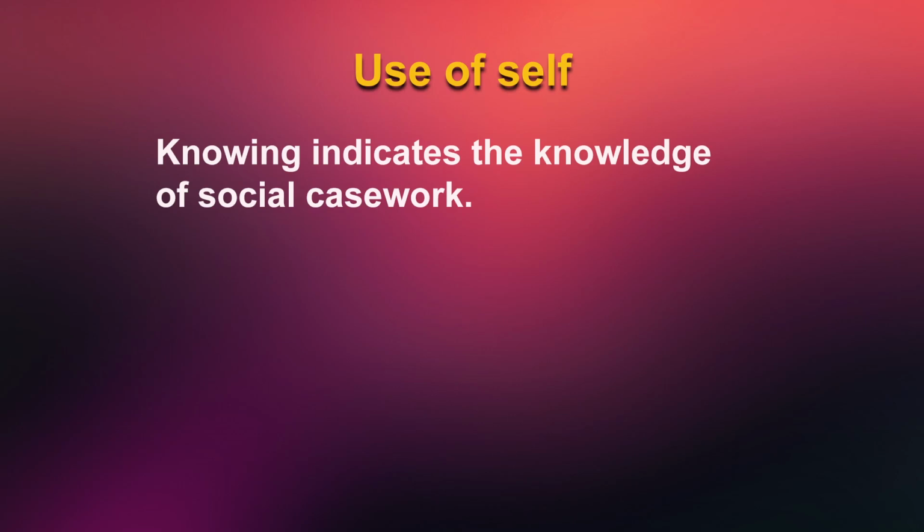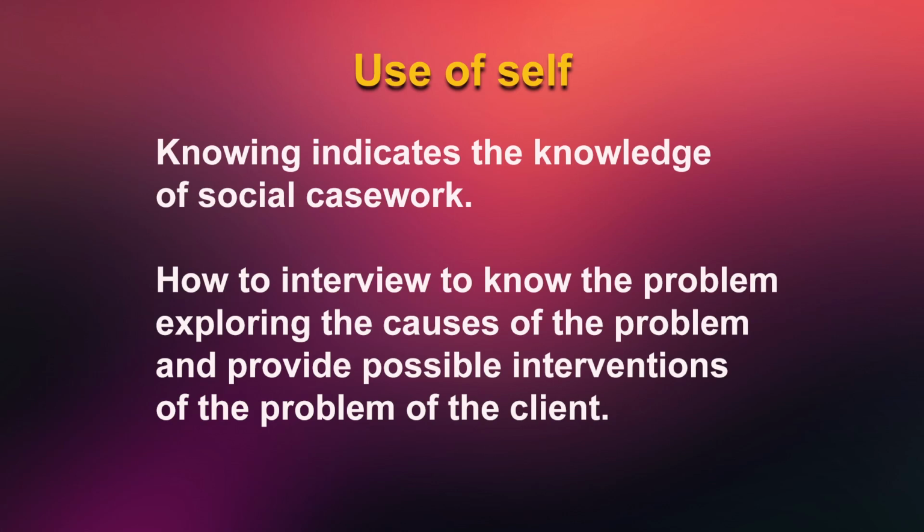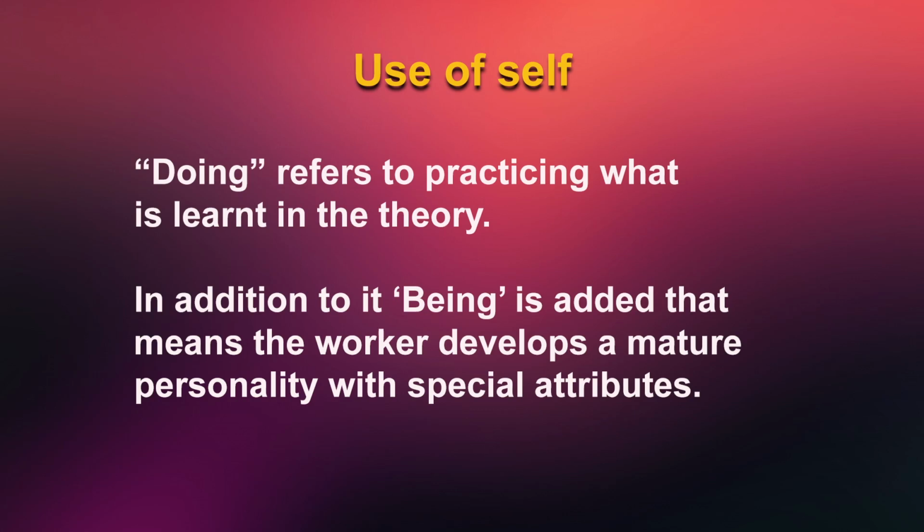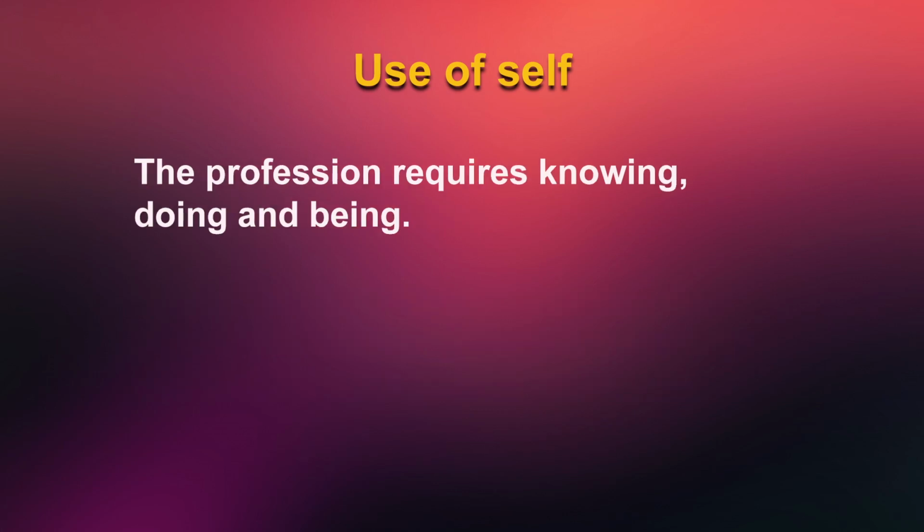The worker's role is described by using the terms knowing and doing. Knowing indicates the knowledge of social casework: how to interview to know the problem, exploring the causes of the problem, and providing possible interventions for the problems of the client. Doing refers to practicing what is learned in theory. In addition to it, being is added. That means the worker develops a mature personality with special attributes. The profession requires knowing, doing, and being.